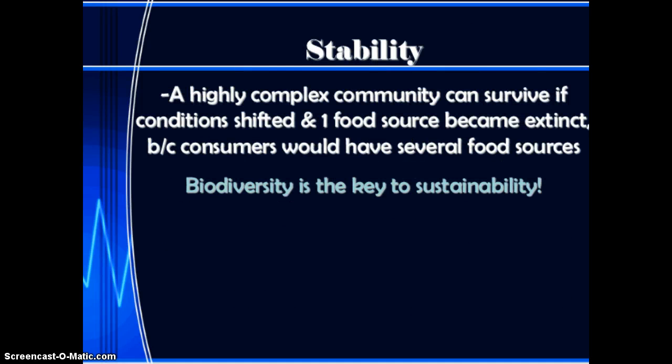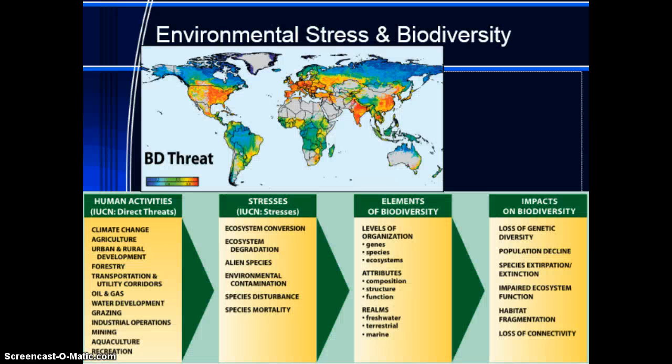And if they are stable, that means that even if all your conditions shift, then the community can recover and you haven't lost those organisms. So biodiversity is really the key to sustainability. You need to keep that biodiversity high so that we have high resistance and high resiliency. And one of the things that we find is that there's a direct impact between environmental stress and biodiversity. You put more stress on an area, the biodiversity goes down.